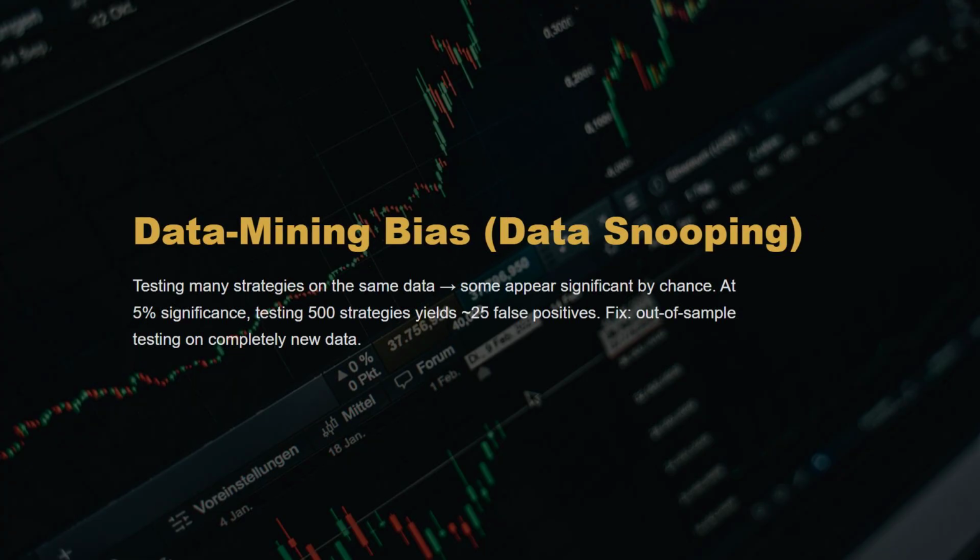Data mining bias, also called data snooping bias, occurs when you test so many relationships on the same data set that some appear significant purely by chance. Imagine testing 500 different trading strategies on 10 years of stock data. At a 5% significance level, you expect about 25 strategies to appear significant even if none of them actually work. They pass the statistical test by luck, not because they predict future returns.